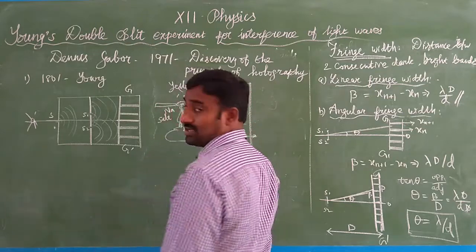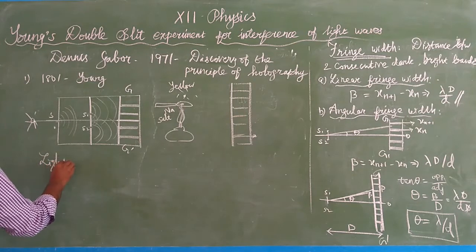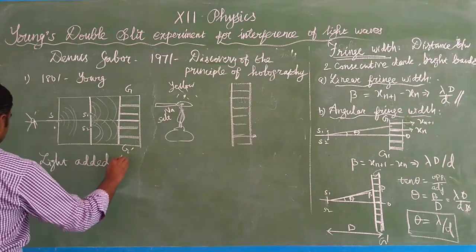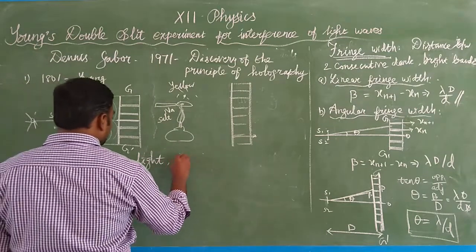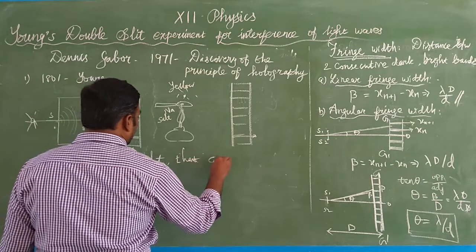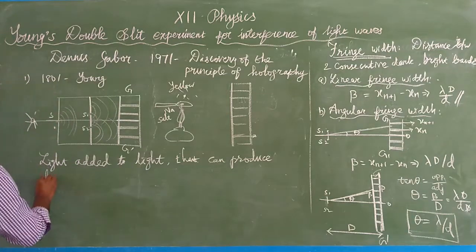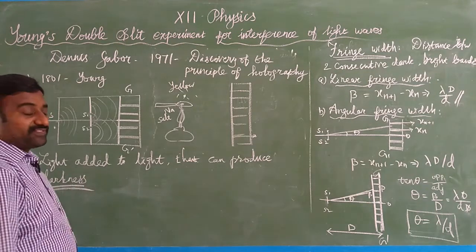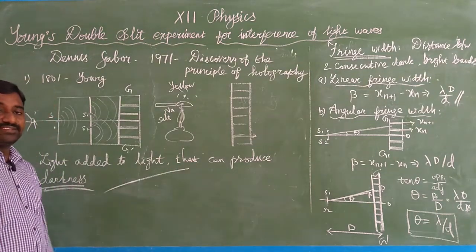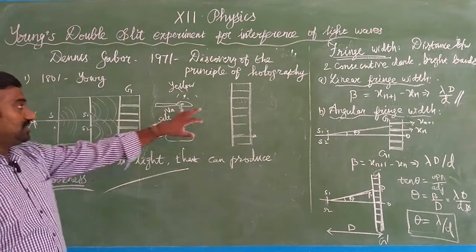Mostly it is dark lines. So from this it is very clear that the first clear proof is given by Young. It is light added to another light. When a light is added to another light, that can produce darkness. The main line is darkness. So this is nothing but interference. So this statement only gives about the interference. So when a light is added to another light, that gives the dark lines. So this is from the yellow lamp.